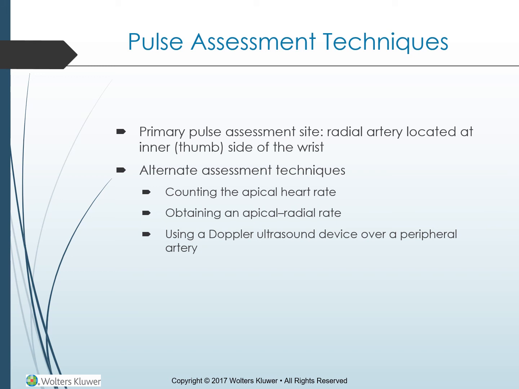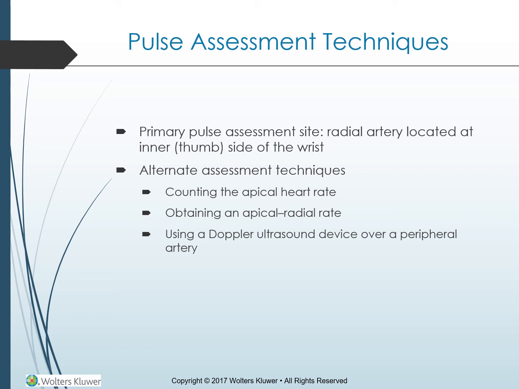When you obtain an apical radial rate, you'll need 2 nurses, one listening to apical and one feeling for a radial rate, and then you compare the two. If there is a significant difference between the apical and radial pulse rates, you must report. A Doppler uses electronic sound waves to detect blood through peripheral blood vessels.